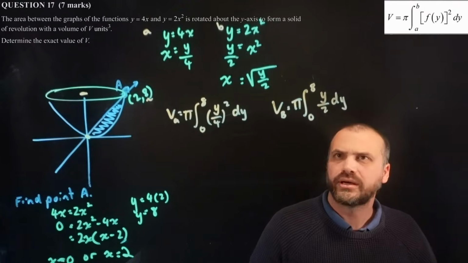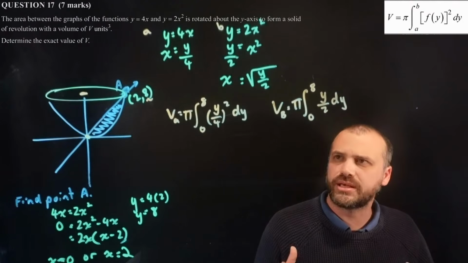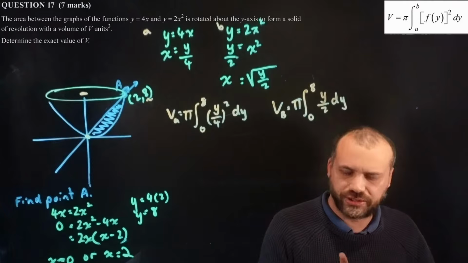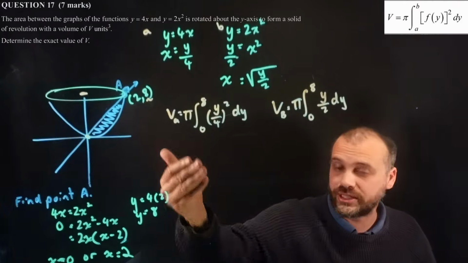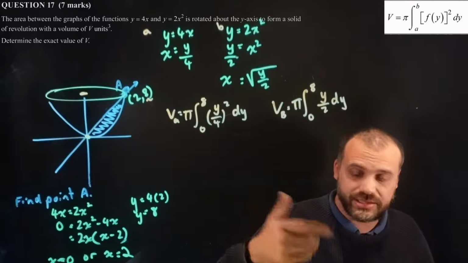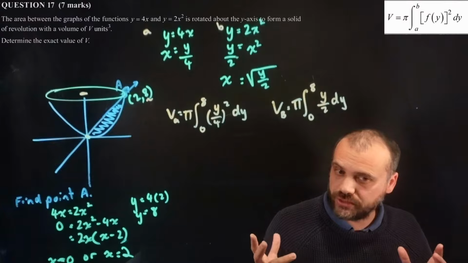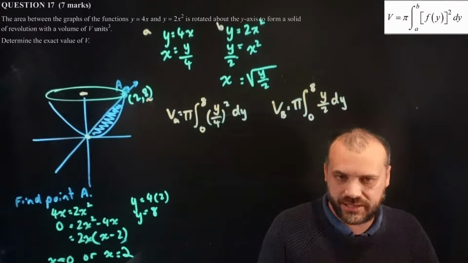quadratic. Should we proceed from here, or should I show you a cool trick? Okay, so if you want to proceed from here, you can. You calculate this, that'll give you a number. You calculate this, that'll give you a number. And you subtract one from the other, and you'll have an answer.